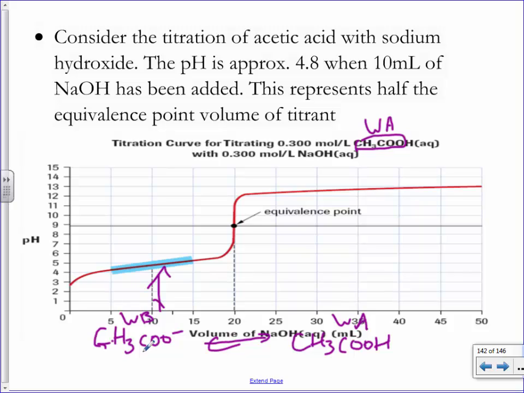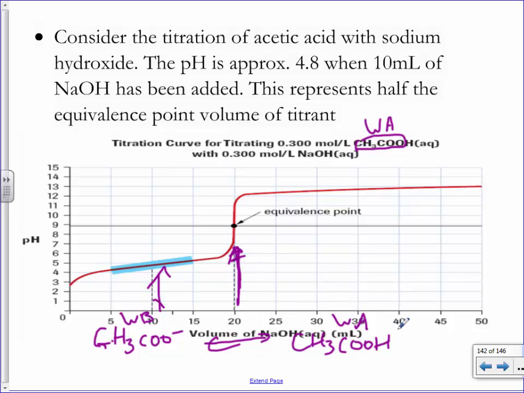Here's where the thing fails, though. At this point right here, the buffer is going to fail. And the reason why it's going to fail is that we finally run out of our weak acid. All the weak acid is finally gone, and so there's no more weak acid left to protect, and so it's going to cause the pH to all of a sudden rise up.